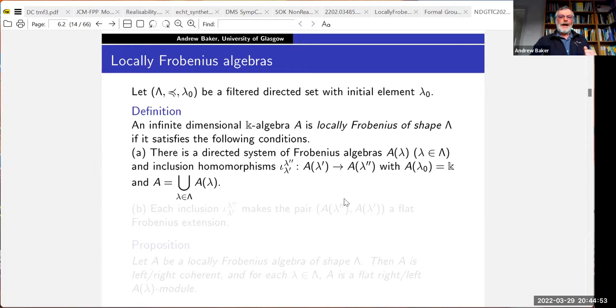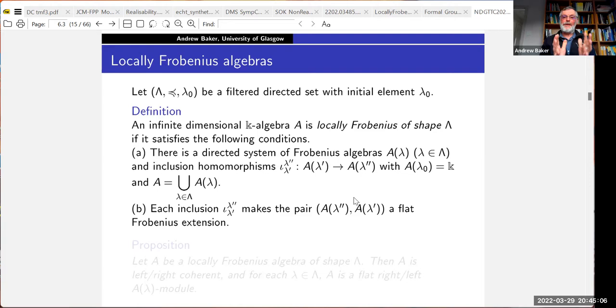I want some sort of flatness condition. So I insist that when lambda dashed is less than or equal to lambda double dashed, I get a flat extension. But there's a slightly stronger condition there. Now, to be honest, two years ago I thought this condition was really important, but I'm less and less convinced that it plays a major role. But in the Hopf algebra case, at least in the local case, this condition is guaranteed anyway. So it's not totally clear whether this Frobenius extension condition is actually useful or not. So maybe I don't need that.